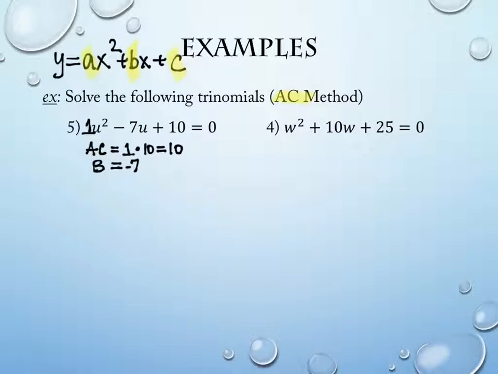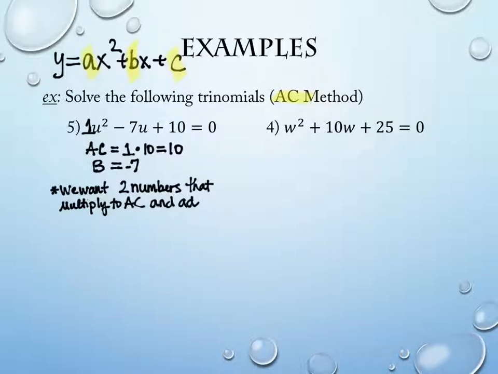So here's what we do. I'm going to write down a little bit, even though I know you don't write on the problems themselves later, is that we want two numbers that multiply to the AC value, whatever you get there, and add to B. So in this problem, I want two numbers that multiply to 10. So to give me some options, what are two numbers that multiply to 10?